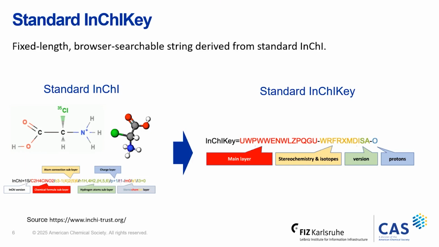But now you can see in the color-coded version on the right-hand side of the InChI key, again, those four categories or sub-layers, if you will. You have your main layer, your stereochemistry and isotopes, and then the version of the InChI key string. And then if it has any protons, any electricity sort of ideas. So now we've got a searchable term here in our InChI keys.